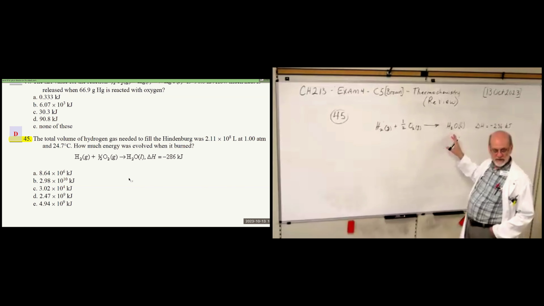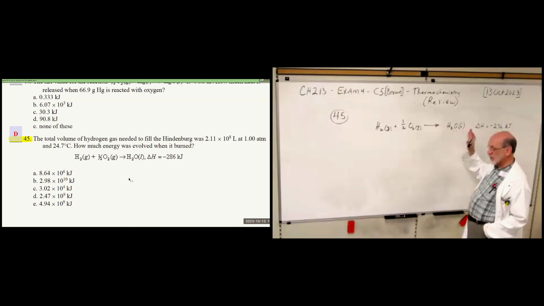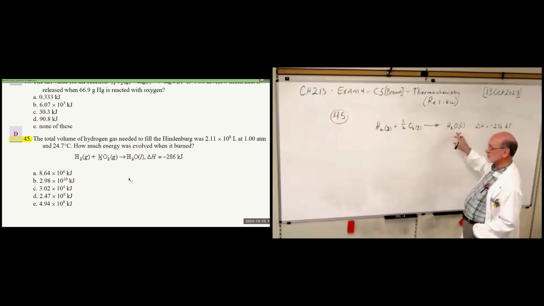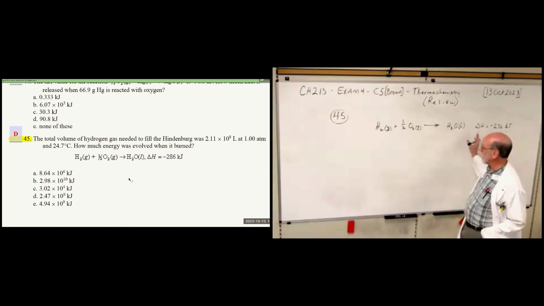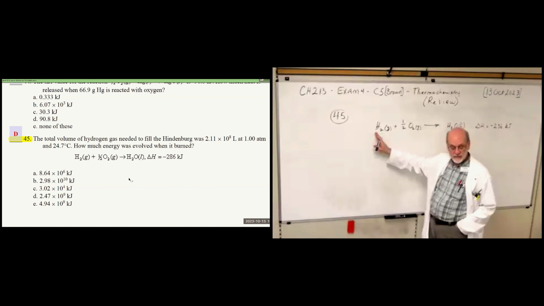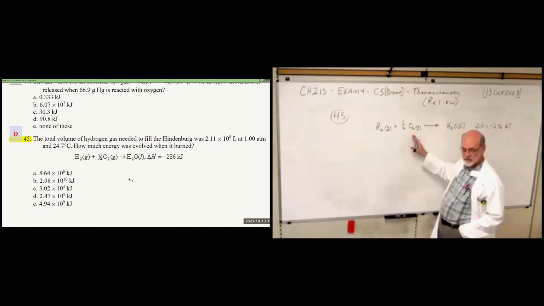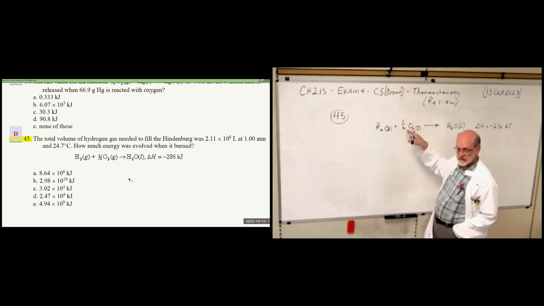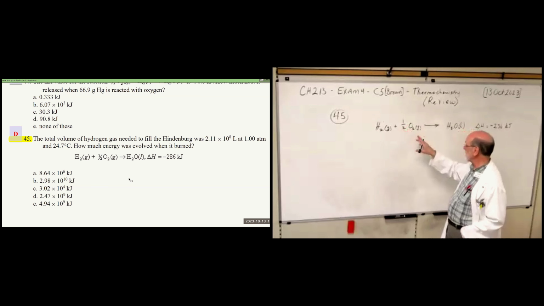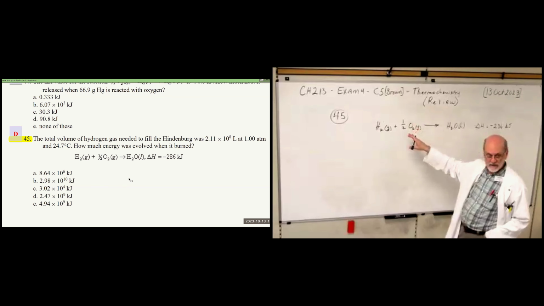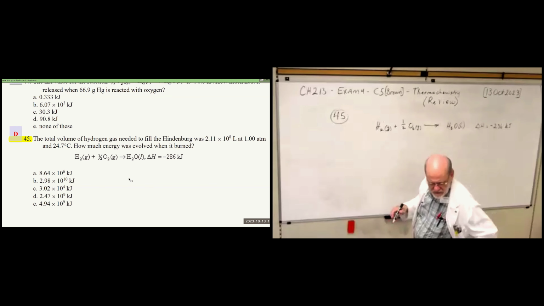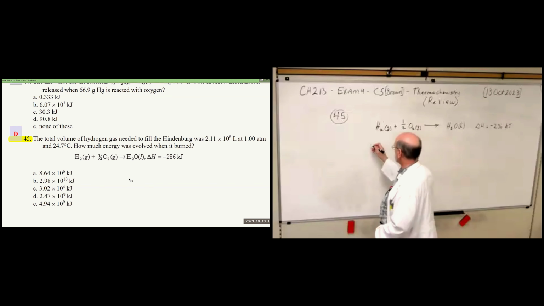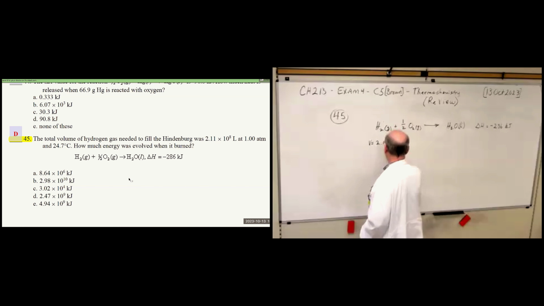Remember how you do heat of formation? You start with 1 mole of the product in its most stable form at room temperature and pressure, and work backwards. So you need hydrogen in its most stable form and oxygen in its most stable form. And then you use fractionals if you need them to give you exactly how many of these you want. Okay, so now we've got 2.11 times 10 to the 8th liters.